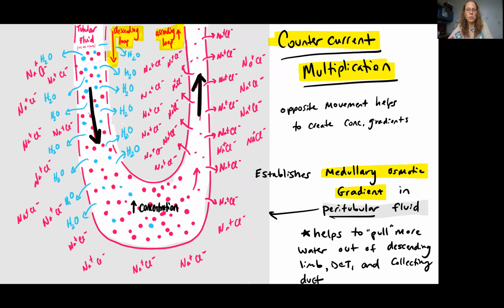This is establishing what's referred to as the medullary osmotic gradient. So in the medulla, so that is those renal pyramids, we're going to see the peritubular fluid. It's going to be full of sodium chloride. And this is going to help pull the water out of that descending limb of the loop of Henle, as well as pulling water from other areas such as the distal convoluted tubule and the collecting duct as needed.